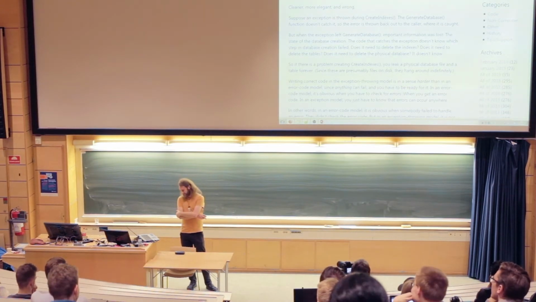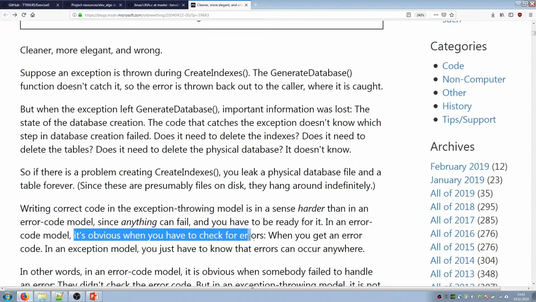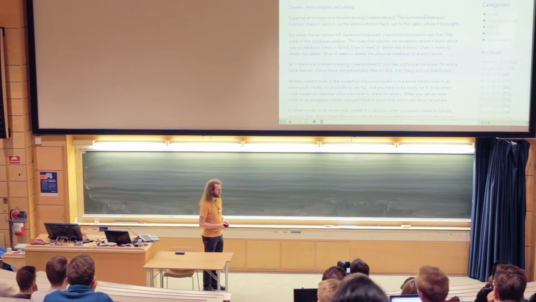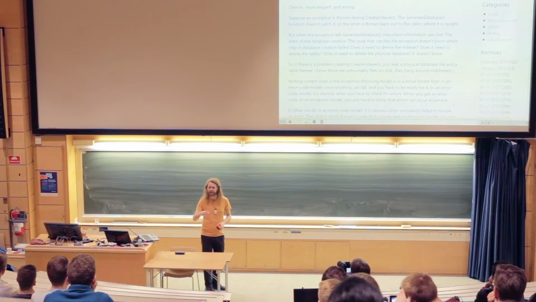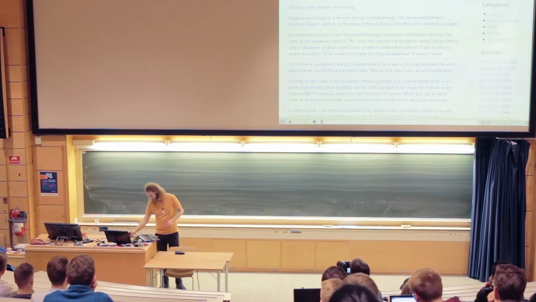So, it's like this again. Yes, it's obvious that you have to check for the error if you're doing error returns, but people have a tendency to just say, fuck it, it's fine. In the exception model, you just know that the error can occur anywhere. The drawback of exceptions is that you don't know where it happens, but the advantage is that you can't ignore it. So you lose some, but you gain some.